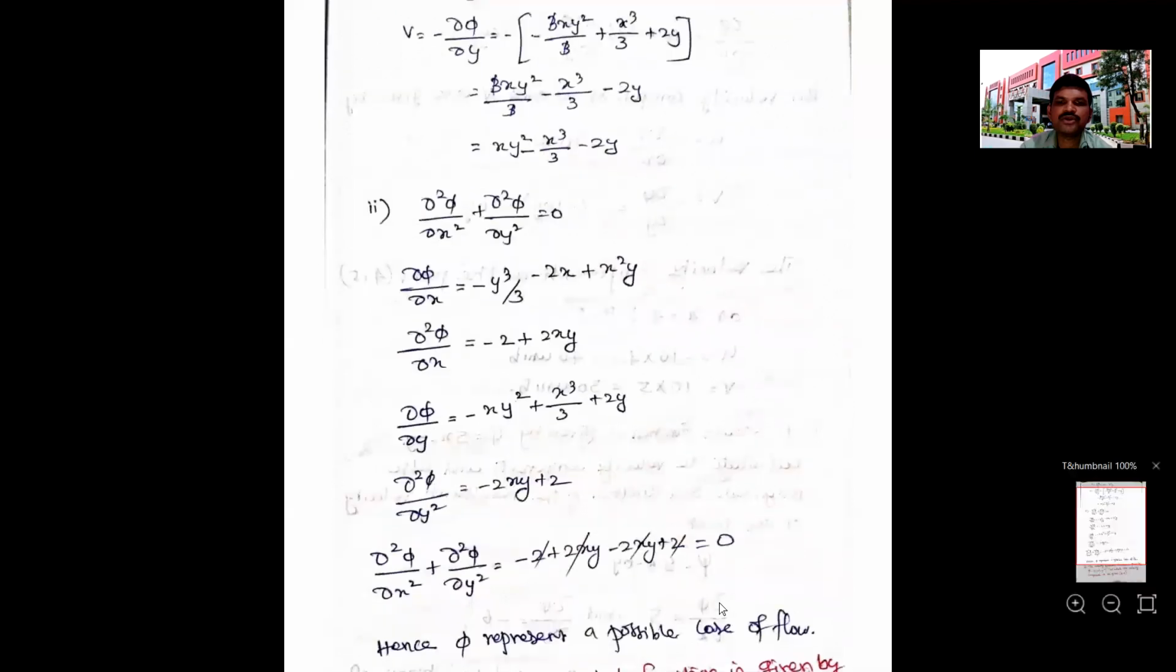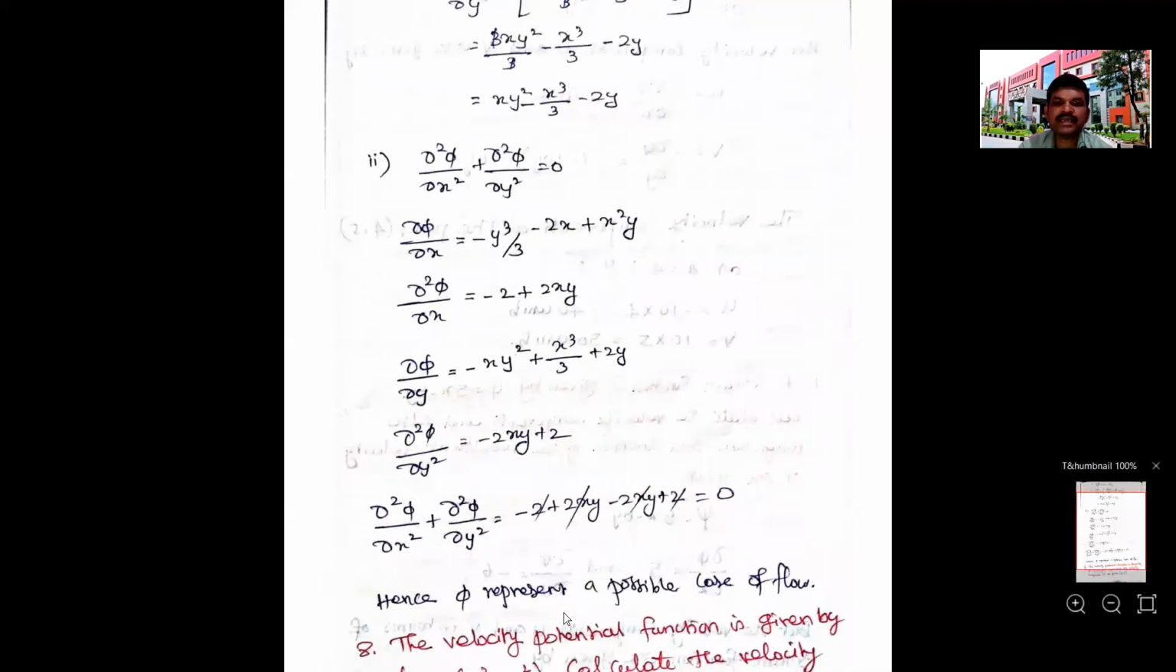So the summation of ∂²φ/∂x² plus ∂²φ/∂y², you can write this term and plus this term. Now you can see here minus 2 is there, here plus 2 is there, they get cancelled. Here plus 2xy is there, here minus 2xy is there, they get cancelled. So the final answer is 0. Hence φ represents a possible case of flow. So this is the answer.